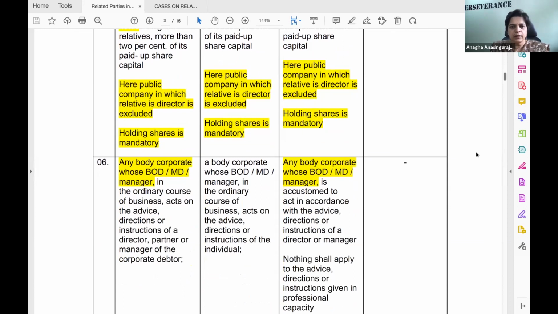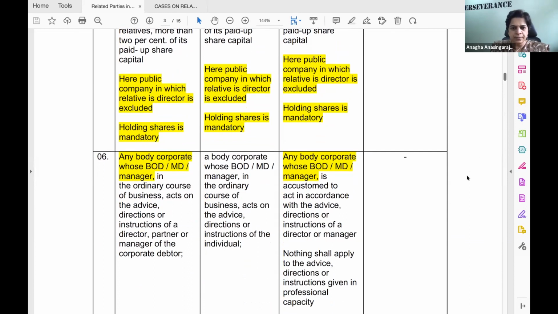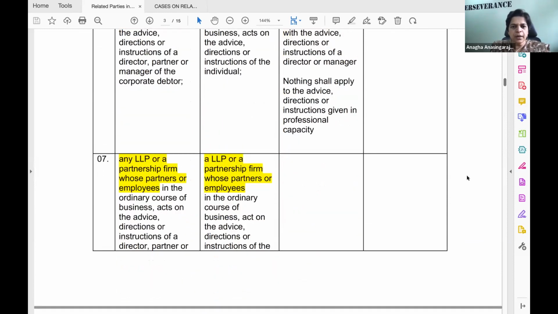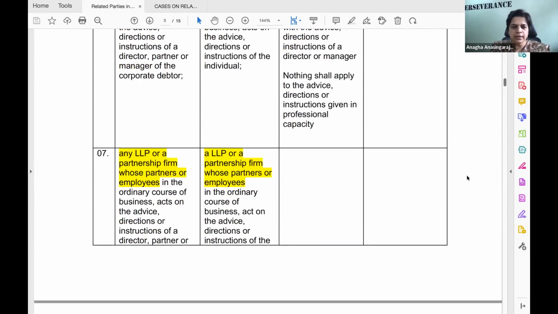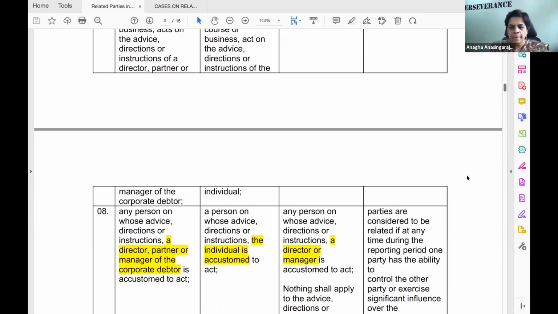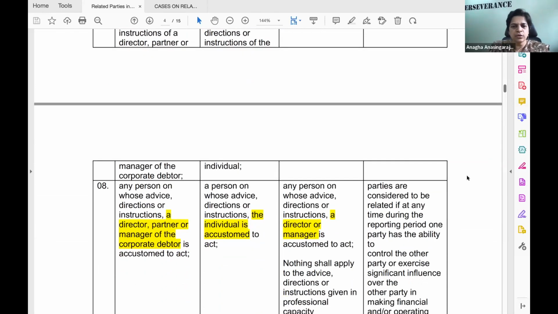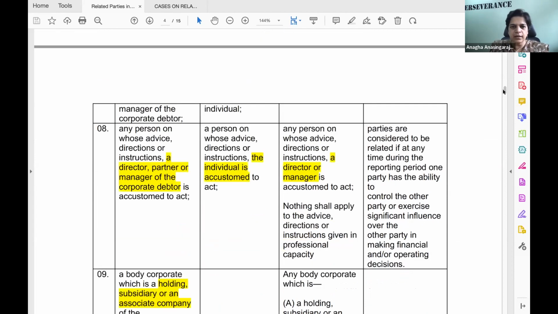Any body corporate whose board of directors, MD, manager in the ordinary course of business acts on the advice, instructions or directions of this particular individual, that body corporate will be a related party. A LLP or a partnership firm whose partners or employees in the ordinary course of business act on the instructions of that particular individual. Then any person on whose advice, directions or instructions the individual is accustomed to act. Now here again this becomes very vague. Any person on whose advice, instructions or directions this individual is accustomed to act. Now here we were talking about the director or partner or manager of the CD is accustomed to act. Here directly that person is giving instructions to this particular individual. So then that person will become a related party as regards that individual.